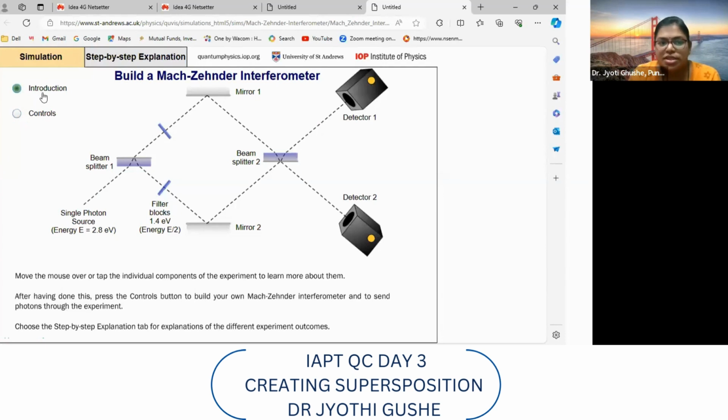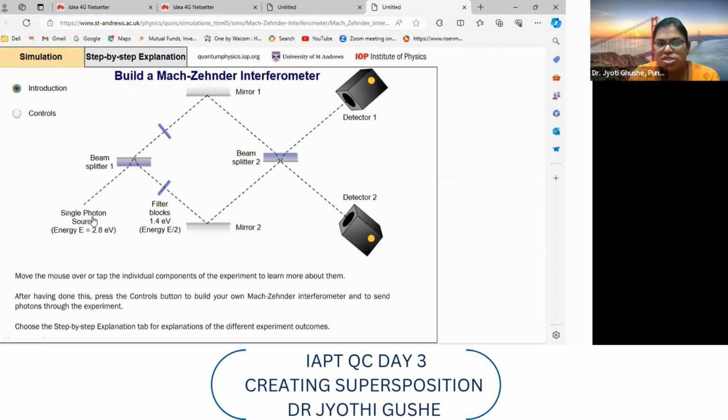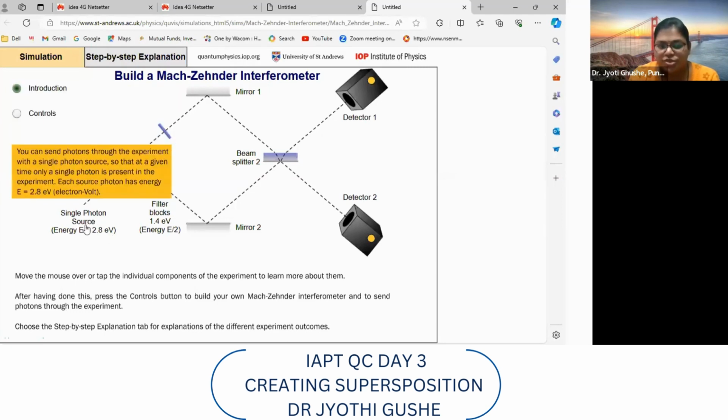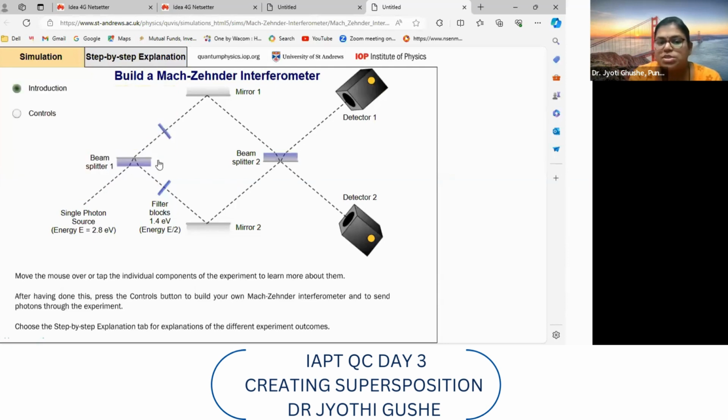Now this is the introduction part. There are two parts: one is introduction, another is controls. In the introduction part, if I bring the cursor on each component, it gives a short description of that. For example, this is a photon source. Its energy is 2.8 electron volt. So you can send a photon and see what happens at beam splitter 1.